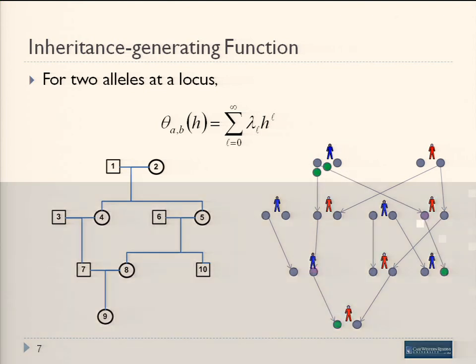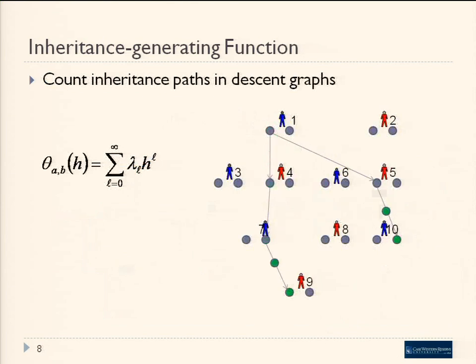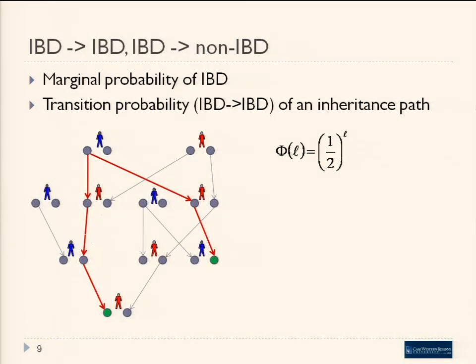It has a length. And why is the inheritance path related to that probability? We can observe that the longer the inheritance path, the less probable that the two alleles are IBD, and the more often they will change from IBD to non-IBD. So that is the reason why this inheritance-generating function is important. This is just an example of how we might count the inheritance paths between two alleles. There are actually four inheritance paths from the two grandparents' paternal and maternal alleles, so there's four. And we will give a notation like: between these two alleles, there are four inheritance paths of length five. Using that, we quantify the marginal probability and transition probability between two alleles.